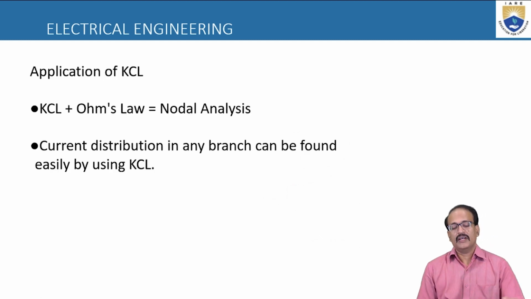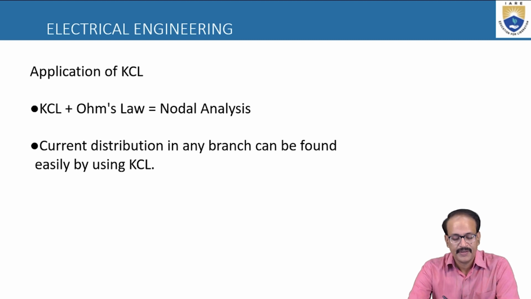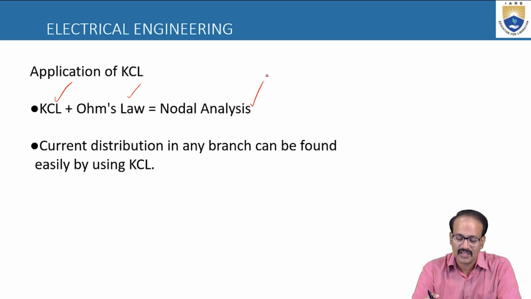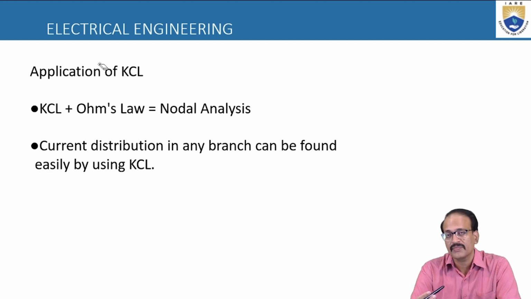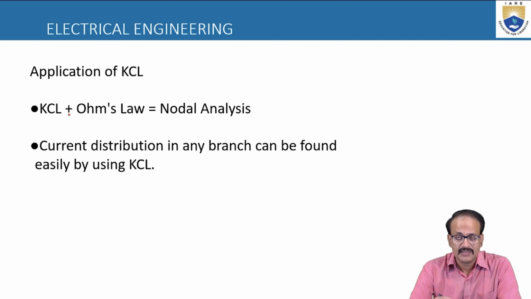So with the help of this KCL, the algebraic sum of the currents at a junction is equal to 0. And with Ohm's law, V is equal to I R, we are going to find an analyzing method which is called nodal analysis. Because KCL is telling us about a node, we will call it nodal analysis.